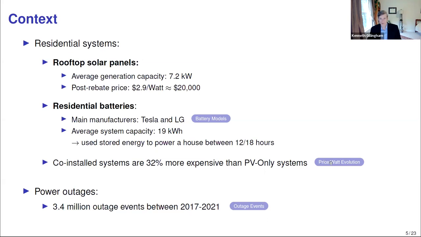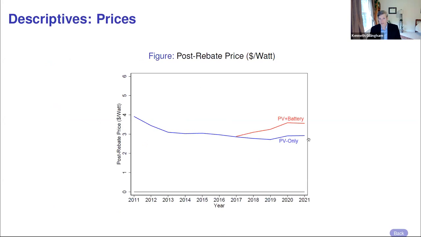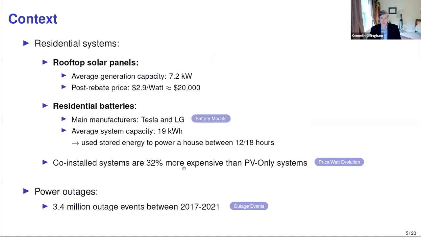I can actually take a quick look here just to show how this post-rebate price goes. So we start adding the batteries. The batteries have been getting bigger over time. That's part of the reason why this delta between these two has been increasing. But generally, PV is getting cheaper, and batteries have been getting slightly larger and cheaper per kilowatt hour.